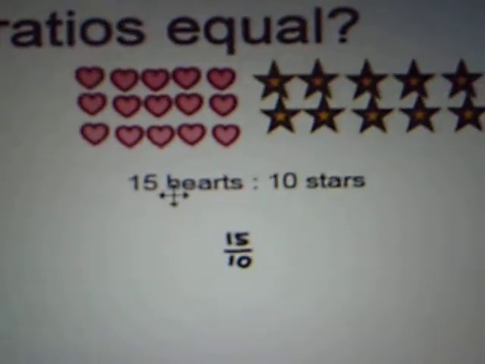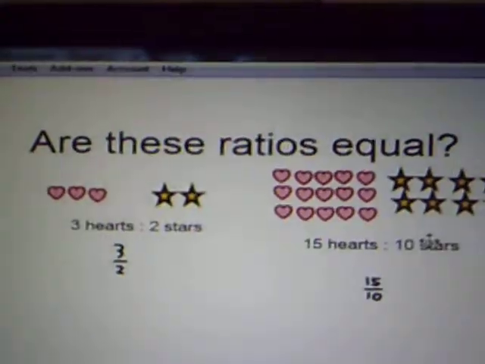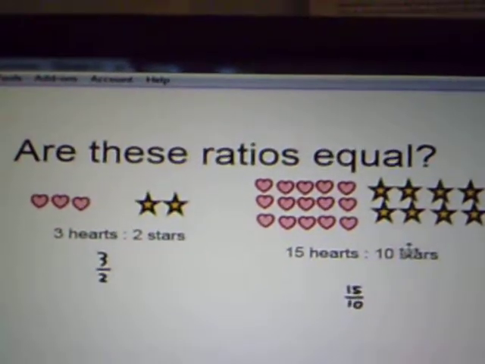So we're looking at two ratios, 3 to 2, 3 hearts to 2 stars, and 15 to 10, 15 hearts to 10 stars. Are these ratios equal is our main question. Let us find out.